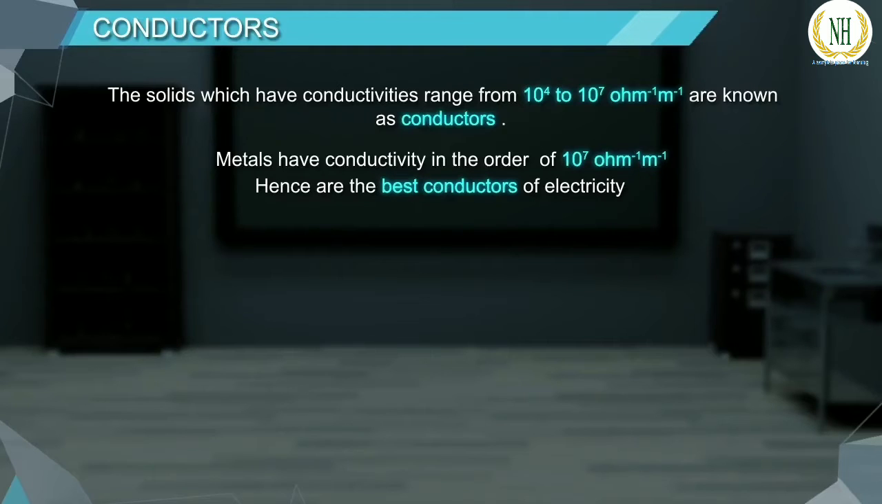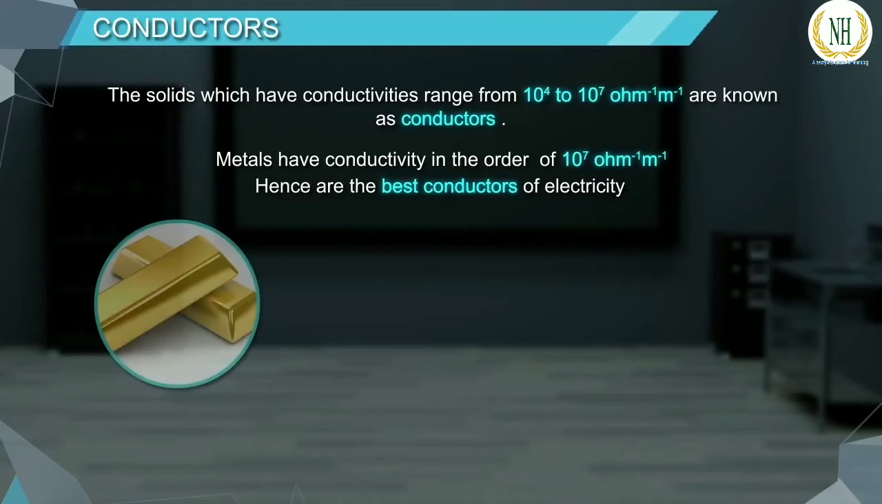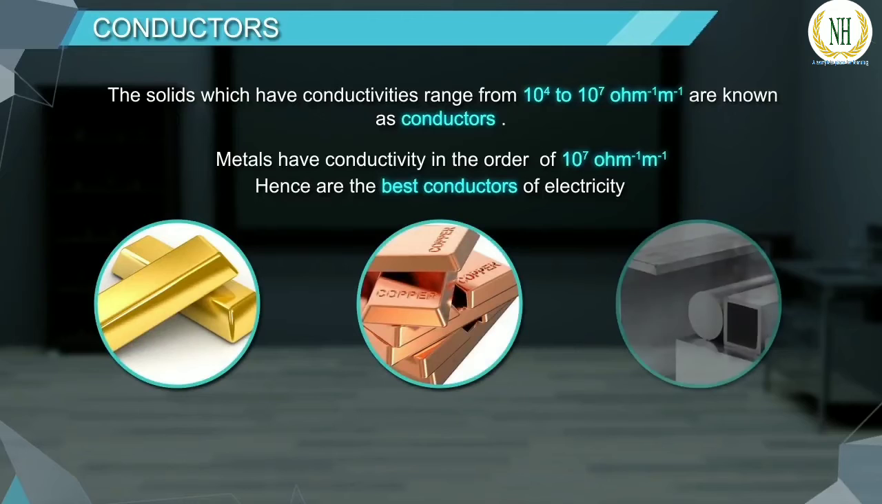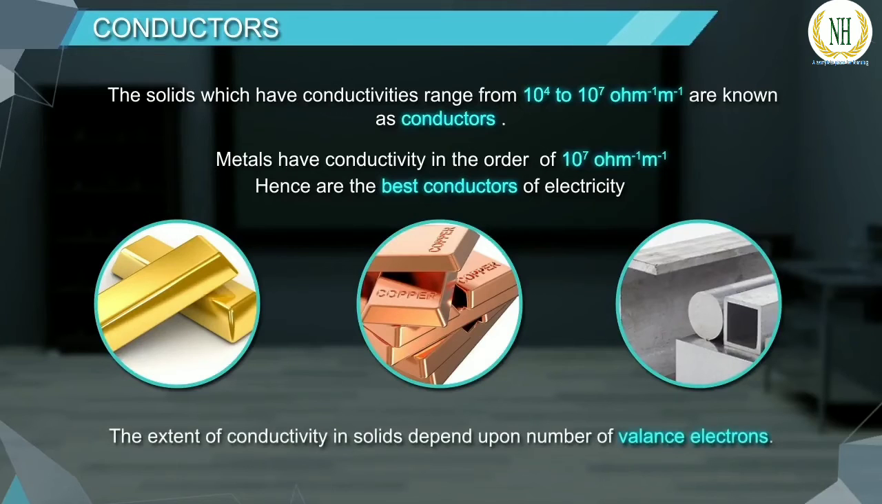Conduction of electricity in metals. Metals like gold, copper, aluminium, etc. are very good conductors of electricity. They can conduct electricity both in solid and molten form. The extent of conductivity in solids depends upon the number of valence electrons.